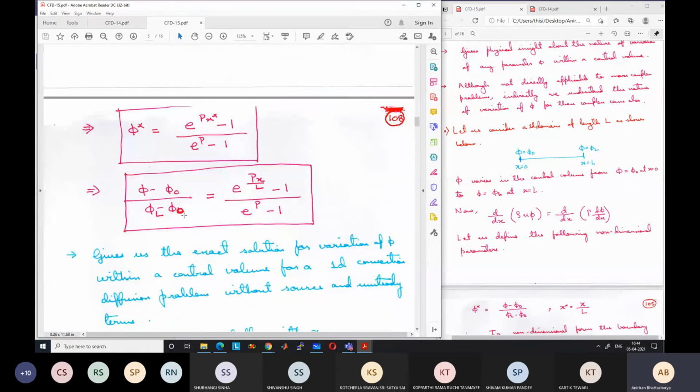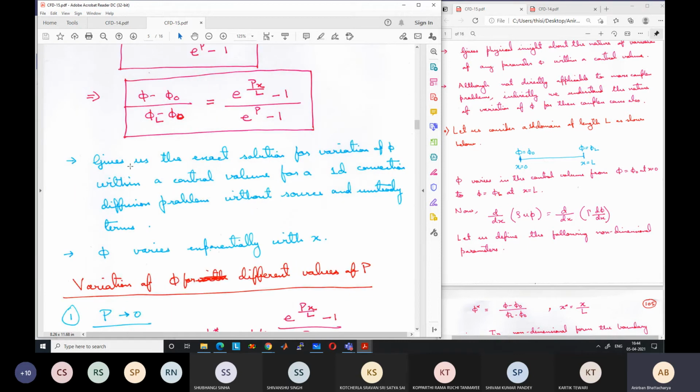In dimensional form, now we can write this as: phi star was what? Phi minus phi 0 by phi L minus phi 0 is equal to e to the power Px by L minus 1 by e to the power P minus 1, because x star was x by L. Okay. This is our final form of the equation. This gives us the variation of phi.